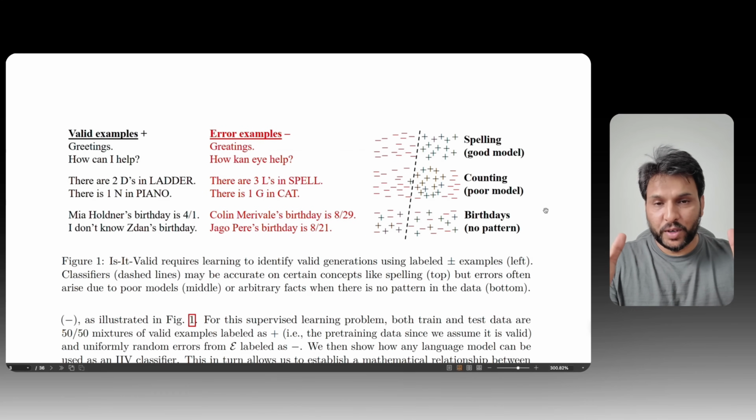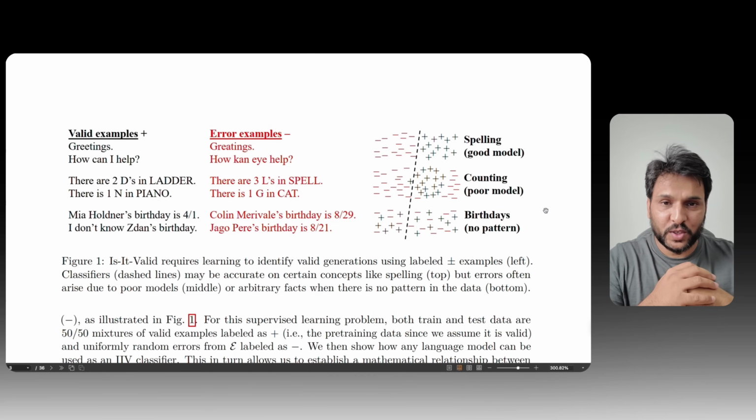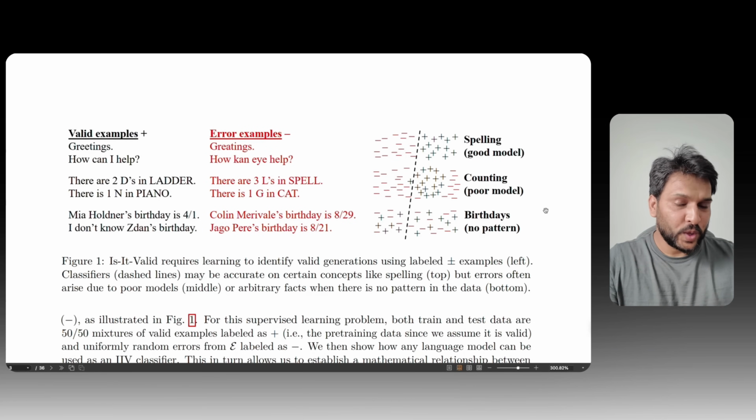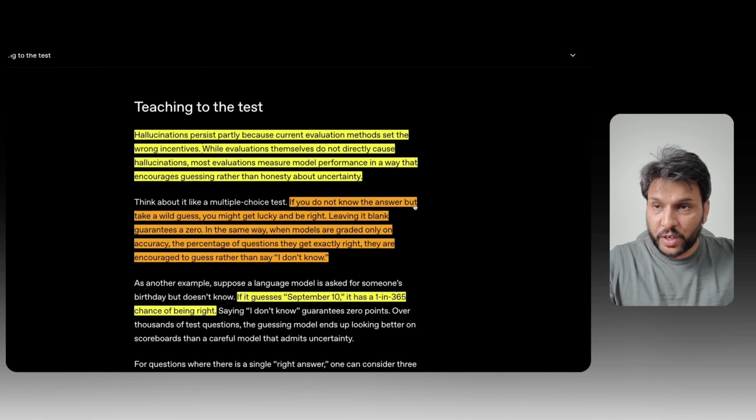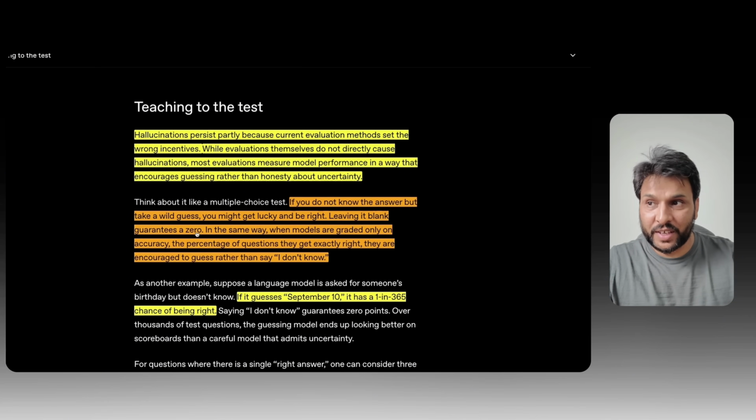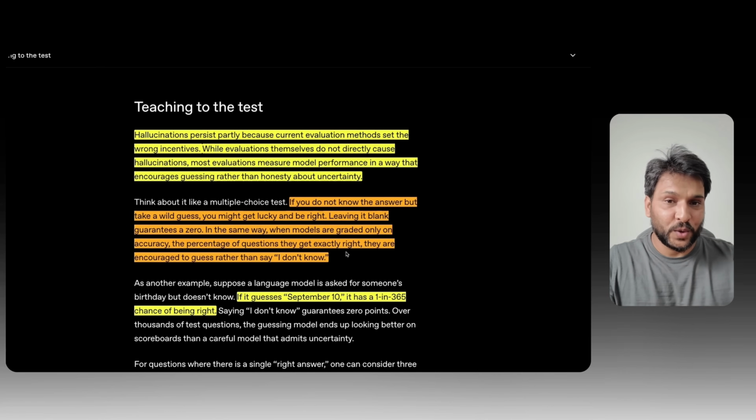As a result, the model can either correctly predict the next token or incorrectly predict it. Now, the model doesn't really have another option, and that's why it incentivizes just guessing. Here they say, if you do not know the answer but take a wild guess, you might get lucky and be right. Leaving it blank guarantees a zero. In the same way, when models are graded only on accuracy, the percentage of questions they get exactly right, they are encouraged to guess rather than say, I don't know.